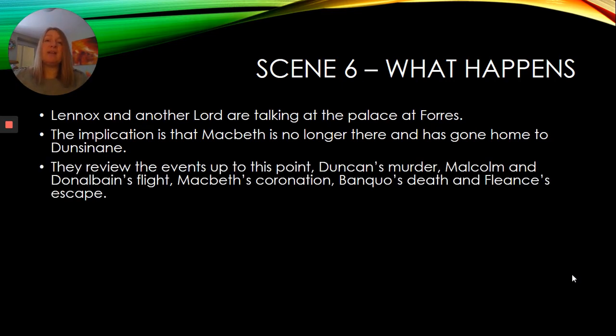Now, when Lennox and the Lord are talking, they spend some time reviewing all of the events up to this point. So they mention Duncan's murder, Malcolm and Donalbain running away, Macbeth being crowned king. They mention Banquo's death and Fleance escaping. And so this scene acts as almost like a summary of what's happened up to this point in the play.